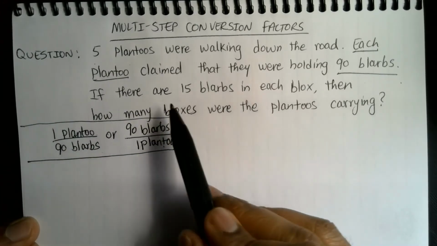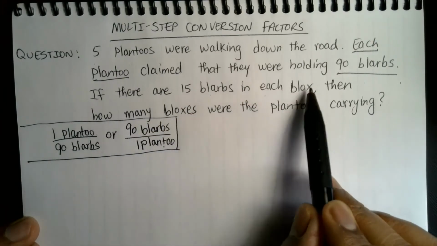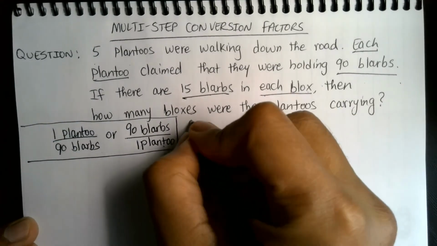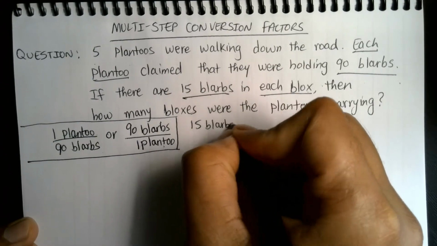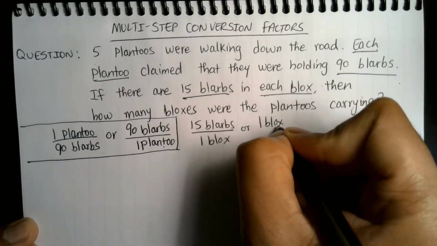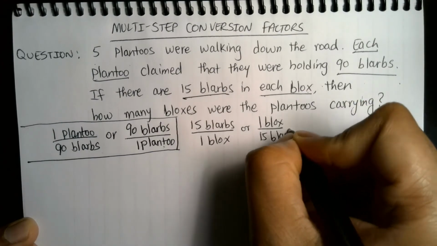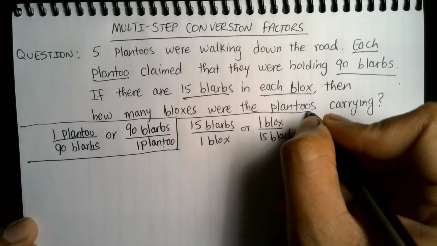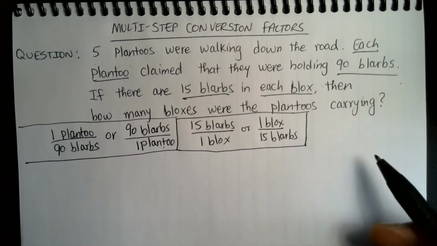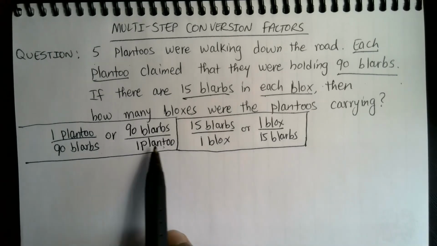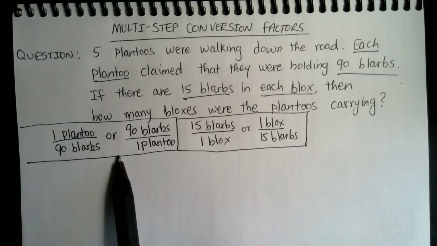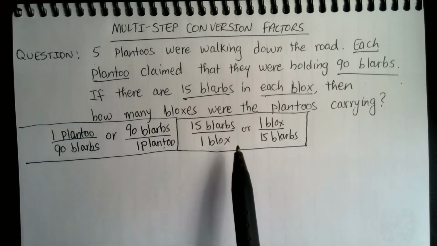If I read the next sentence, if there are 15 blarbs in each blocks, again, that gives us another conversion factor. 15 blarbs per 1 blocks, or 1 blocks, 15 blarbs. This is another conversion factor. You may or may not use these, and that's why you shouldn't write them down necessarily, because that could be extra work you're doing. Here I'm writing them down because I want to show you what information you can extract from the question. So this is not the given value that I'm talking about.